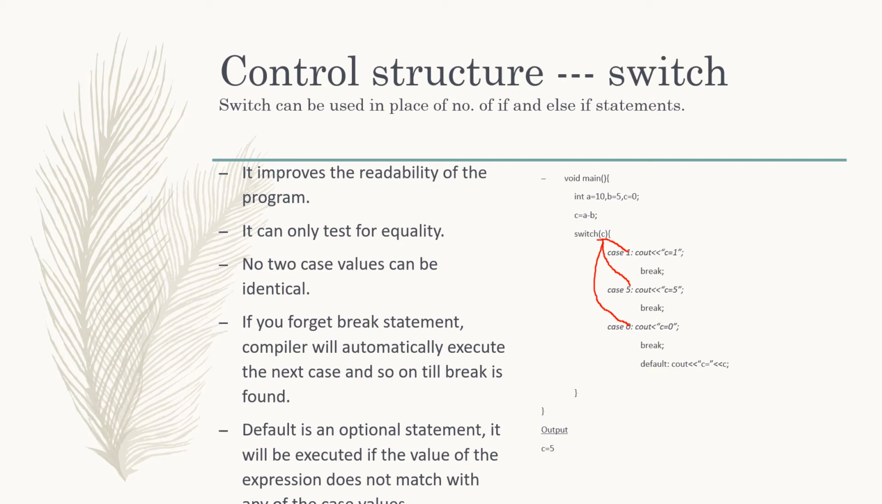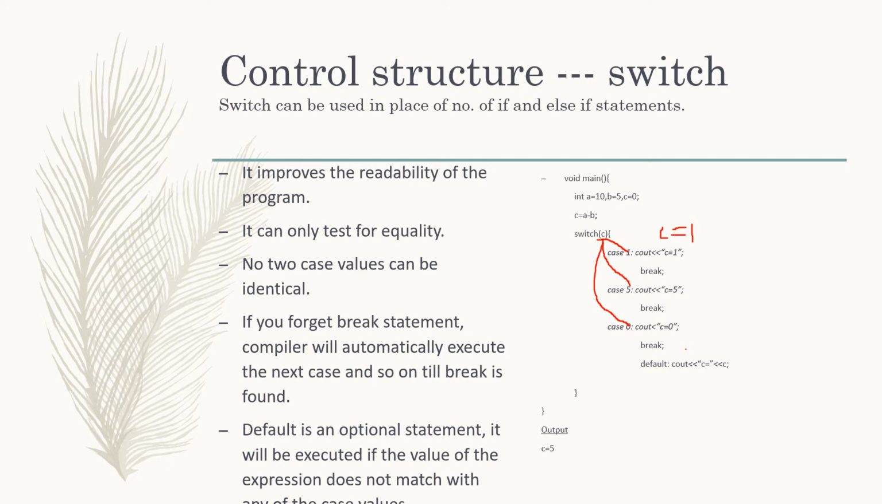Say case 1 will check if c is equal to 1. Case 5 will check if c is equal to 5. And case 0 will check if c is equal to 0. No two case values can be identical. You cannot have case 1 and again you cannot have case 1 over here. What happens if we forget the break statement?